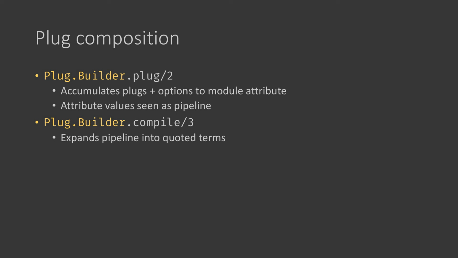And then, yeah, the other bit is the compile function. So this is what takes that pipeline and converts it into a quoted term form. So it converts that list into the actual AST that will get injected into your module at the end.